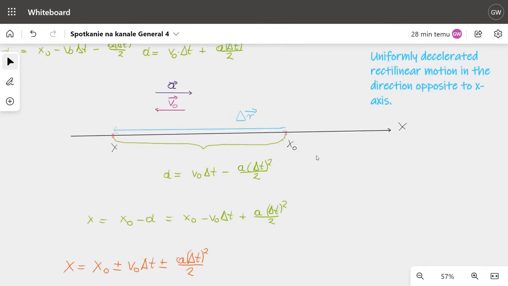And the last possibility, we have here uniformly decelerated rectilinear motion in the direction opposite to x-axis. Coordinate of final position is equal to x0 minus distance d. It is equation for distance. So, coordinate of final position equals this.